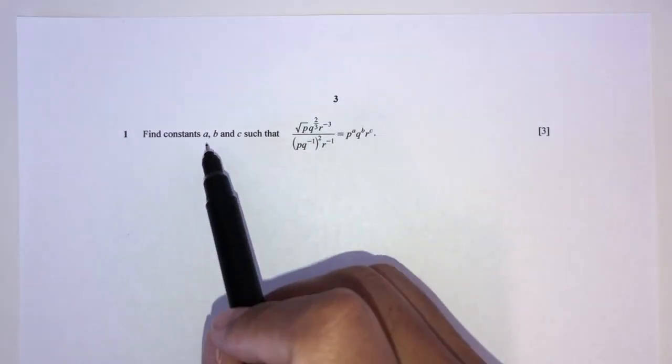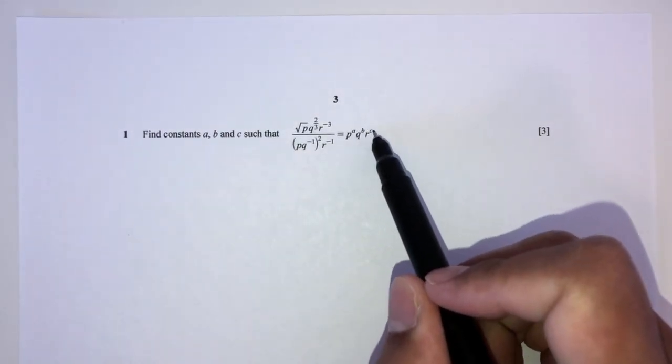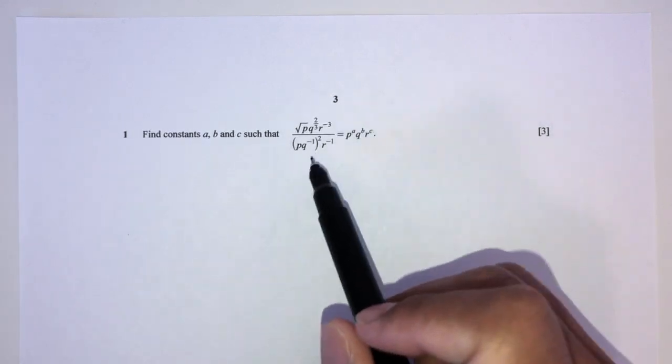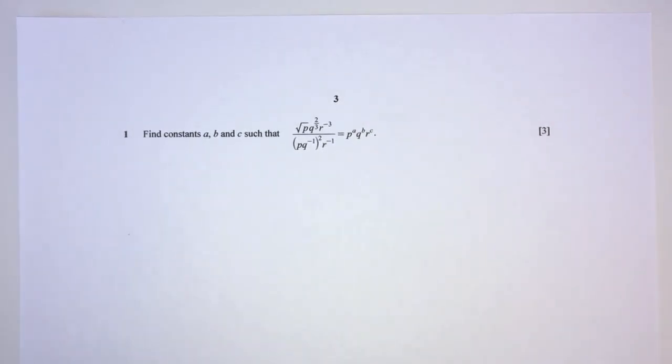So here we have question number 1. We have to find the constants a, b, and c. So here we have a, b, and c. We have to find those values in this equation, in this expression. Now, as you can observe already, we will be dealing with indices.